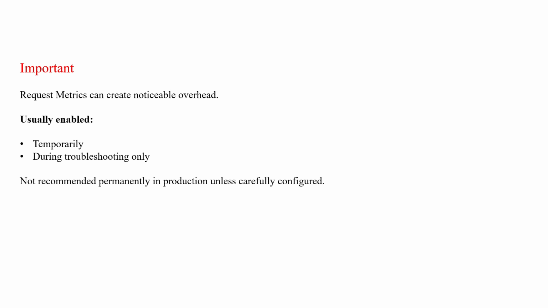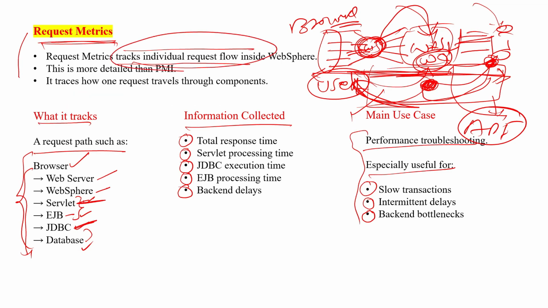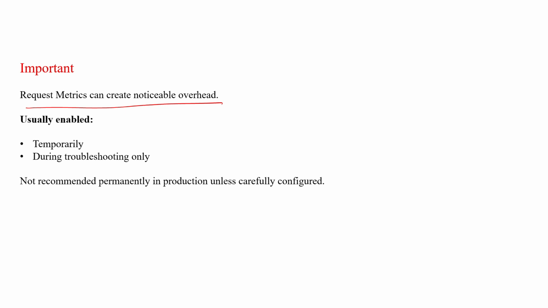The important thing: request metrics create noticeable overhead. What does it mean? Because this is tracking the individual request flow, and multiple users are connecting to your WebSphere, if you enable this it may create some noticeable overhead, because it is going to hit your WebSphere subsystem. So usually it is enabled temporarily when you have certain issues. When you have some issues in your system and want to do troubleshooting, you can enable it, and once the data is collected, you can disable it again. But it is not recommended to enable it permanently, specifically in the production environment, unless carefully configured.